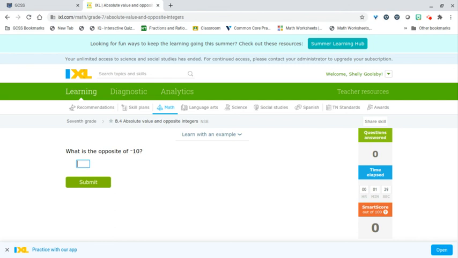So if we're going to talk about it, when you're talking about absolute value, you do not have positive or negative. Your answer is distance. So it's neither positive nor negative. It is the distance. But on this question, they're asking about the opposite. The opposite means if I walk 10 places to the left, the opposite would be walking 10 places to the right. So the opposite of negative 10 would be positive 10.